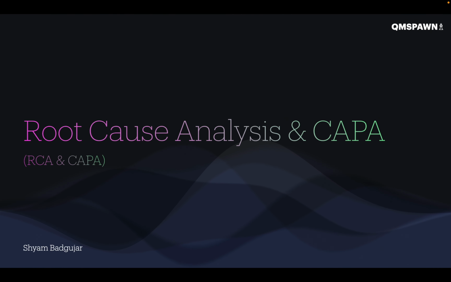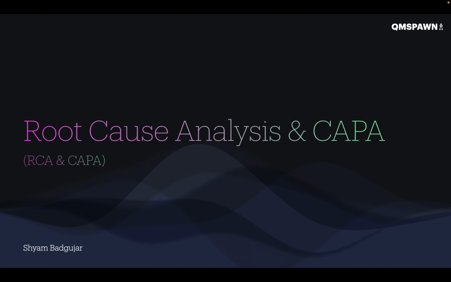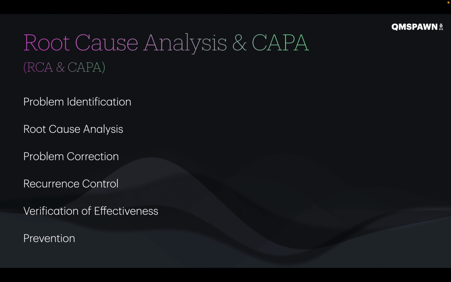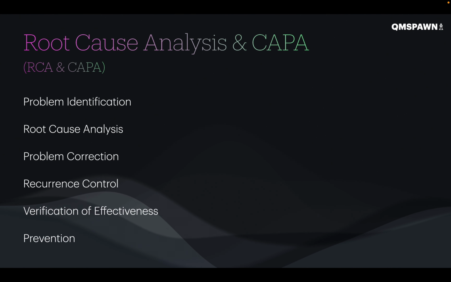My name is Sham, and I hope you had seen my previous video about the quality management system. Today, we are going to discuss the topic: what is root cause analysis and corrective action and preventive action. Whenever we are talking about RCA and CAPA, I believe there are six important stages. Those are problem identification, root cause analysis, correction of the problem, reoccurrence control, verification of the effectiveness, and preventive action.